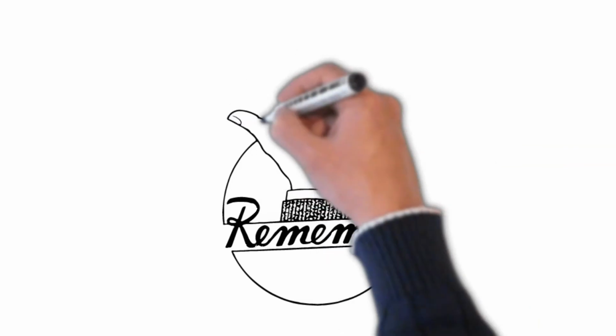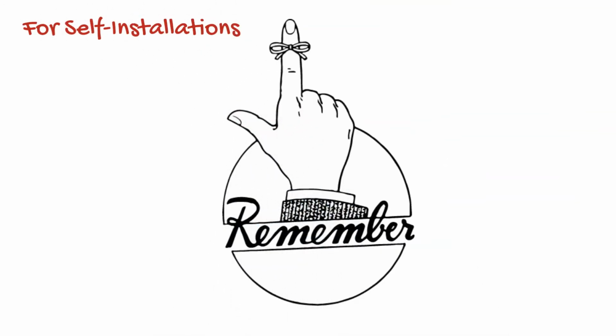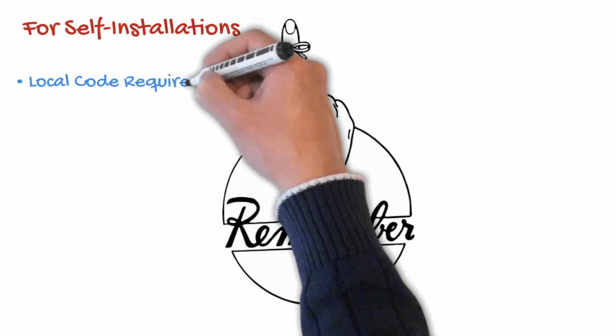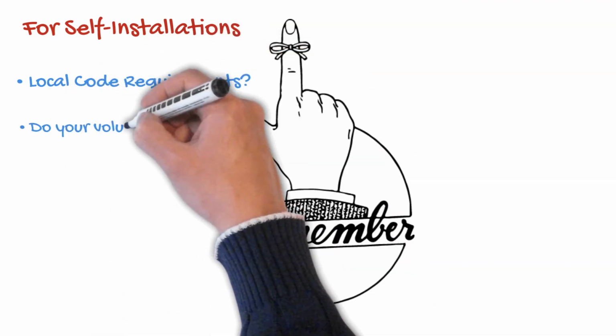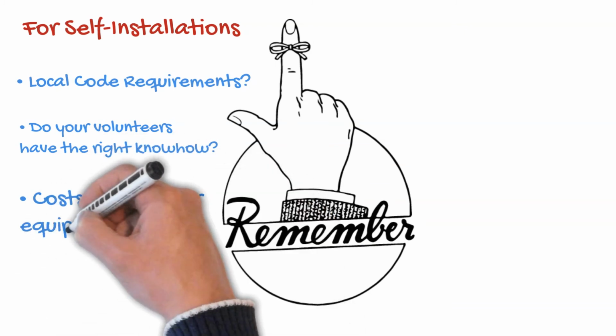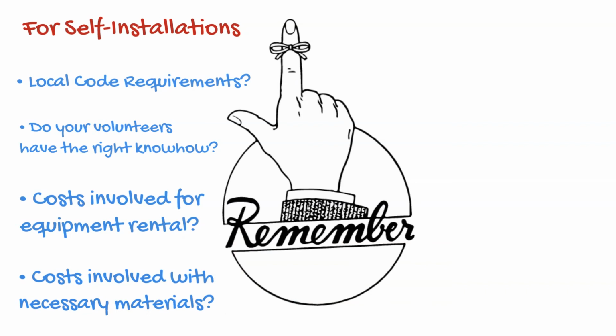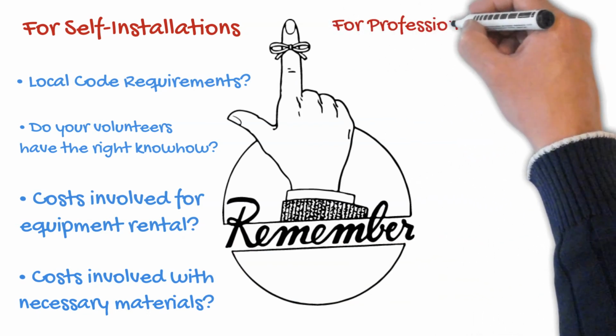Remember to ask yourself the following questions. For self-installations, does your local code require a licensed contractor to perform the work? Do your volunteers have the right know-how to perform the work? What are the costs involved for equipment rental? What are the costs involved with necessary materials like cement, rebar, and anchor bolts?